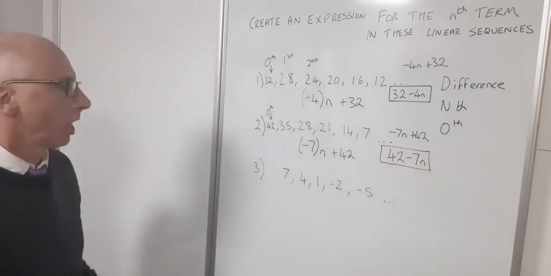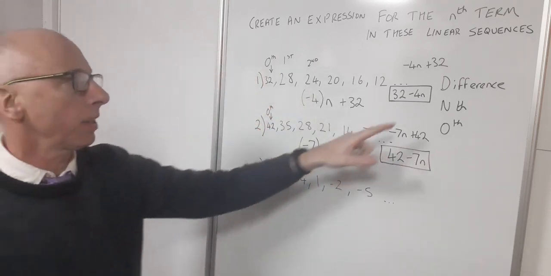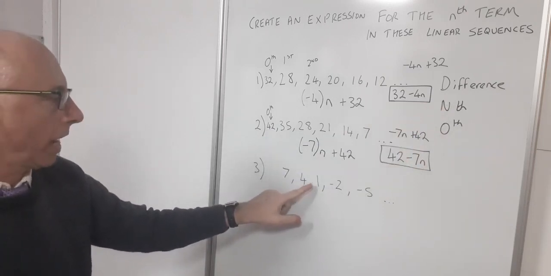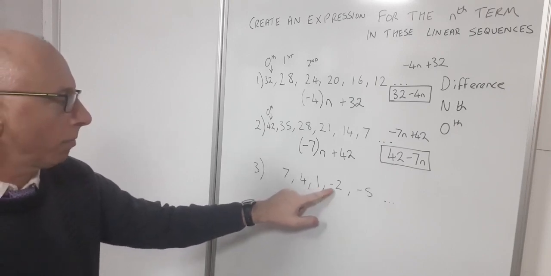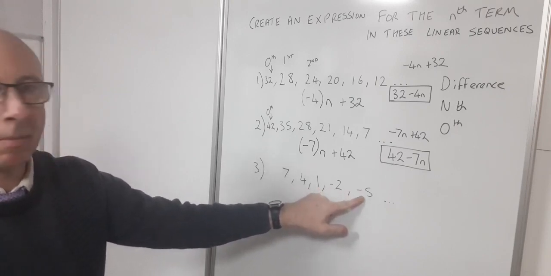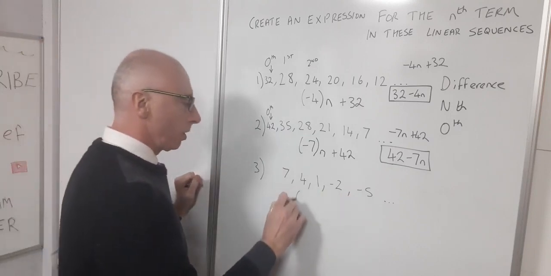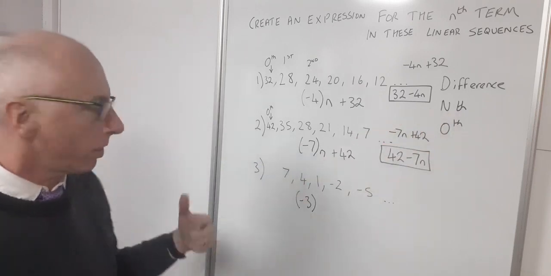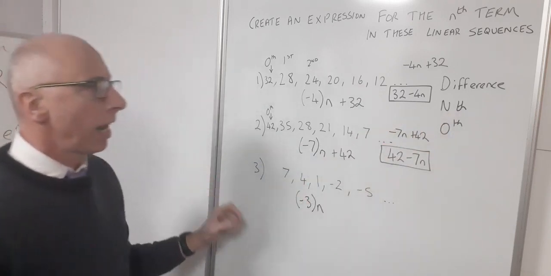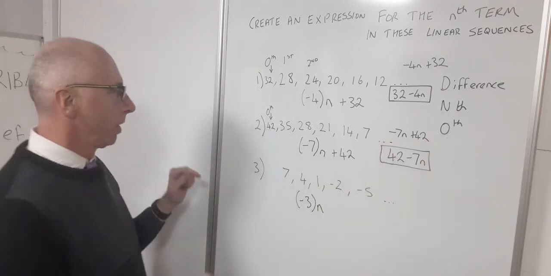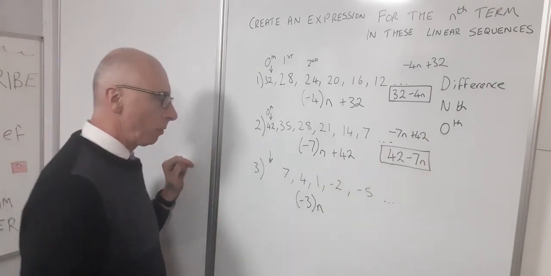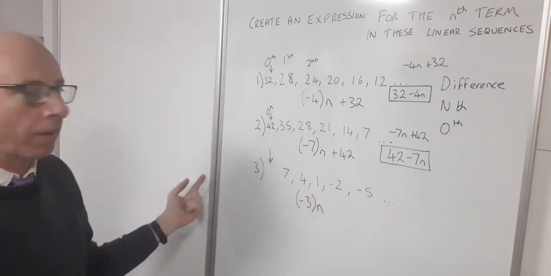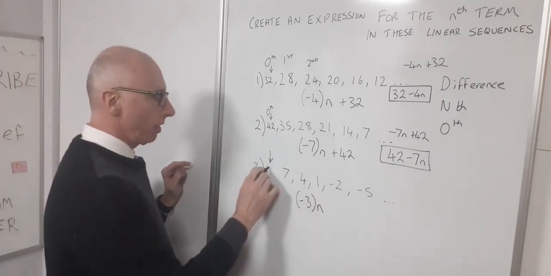And now for this last one here, let's find the difference. 7 to 4 is 3, and 4 to 1 is also 3, 1 to minus 2 is also 3, and same here. So now our sequence is reducing by 3, so minus 3. We want it in terms of the nth term, so we put an n. And then the last part, we find the 0th term. So we're looking for the number that we could put in here. Now this one is being reduced by 3 in this direction, so in this direction we add 3. 7 plus 3 is 10.